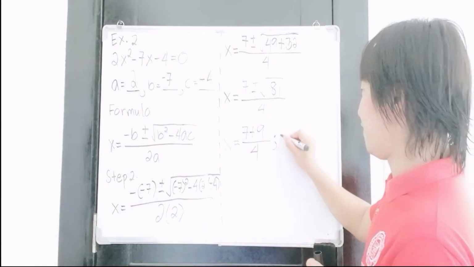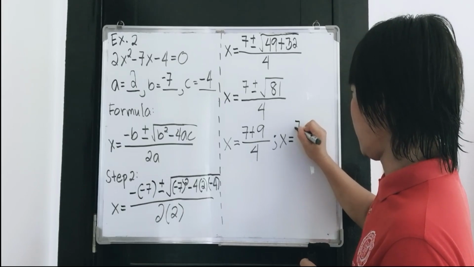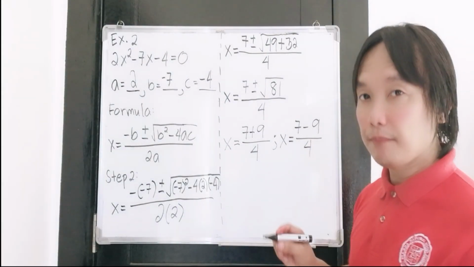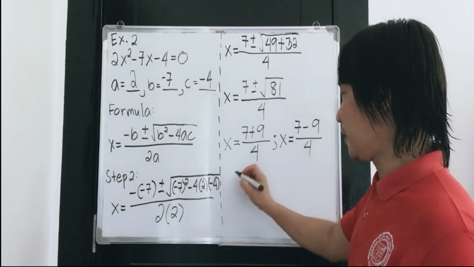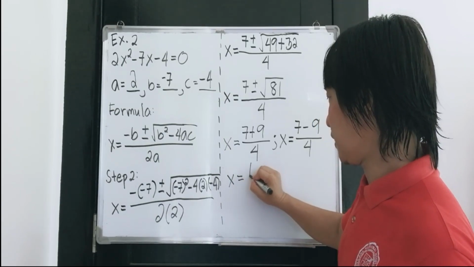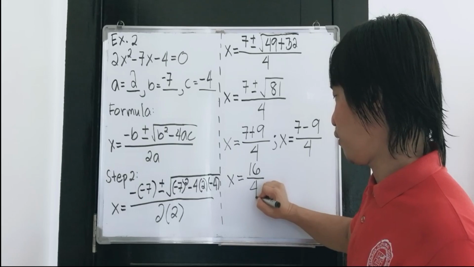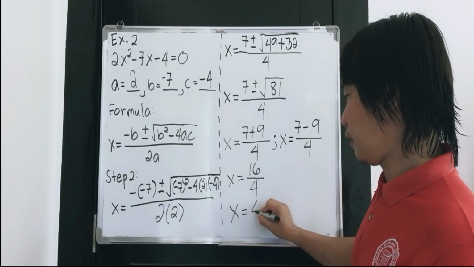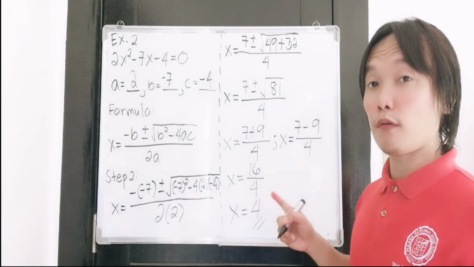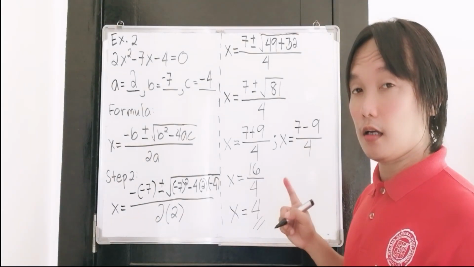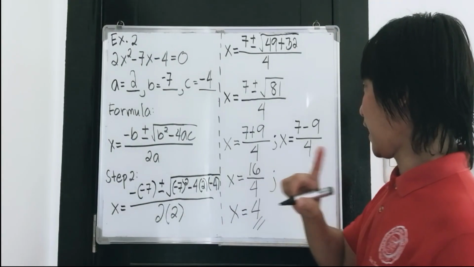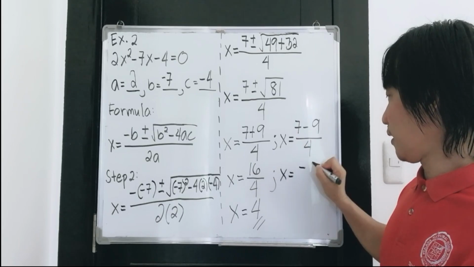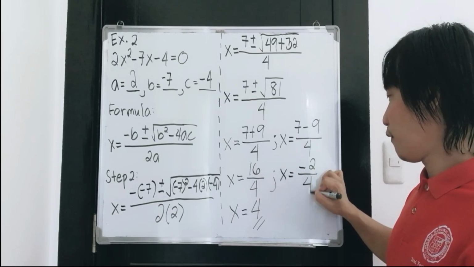If we will have the negative, that will be x equal to 7 minus 9 all over 4. Simplifying the equation, we have 7 plus 9, that is x equal to 16 all over 4. And 16 divided by 4, the answer is 4. So this is now your first value for your quadratic equation. The second value will be 7 minus 9, so that's x equal to negative 2 all over 4.